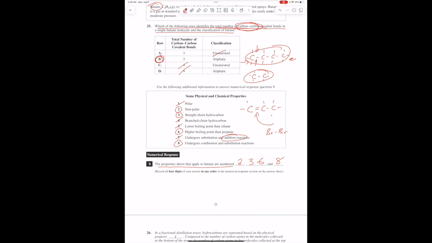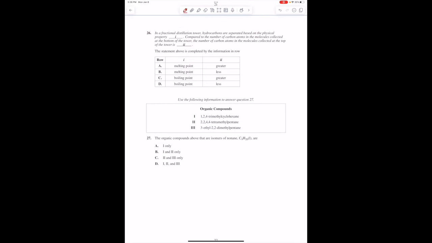Okay. All right, keep it going. In a fractional distillation tower. Oh, I'm breaking my rule here. The statement above is completed by melting points, boiling points, greater or less. In a fractional distillation tower, hydrocarbons are separated based on the physical property of boiling points. Just had to memorize that. Compared to the number of carbon atoms in the molecules collected at the bottom of the tower.